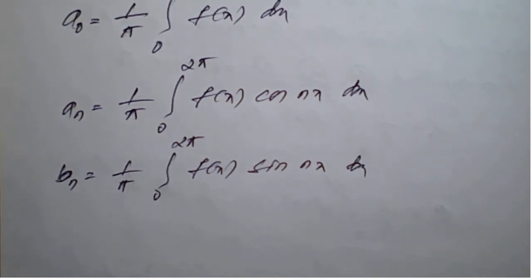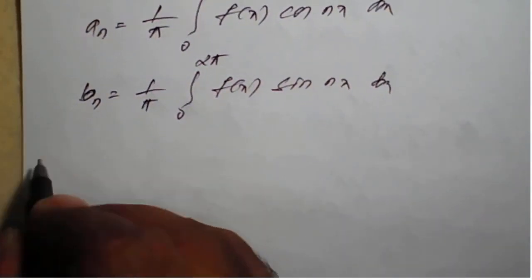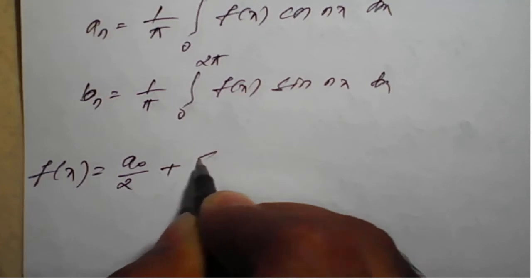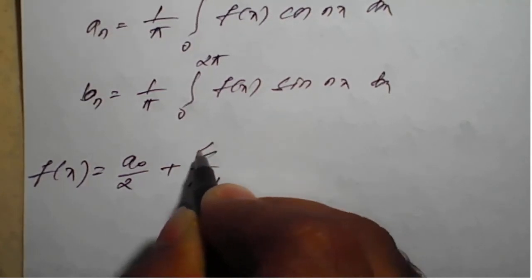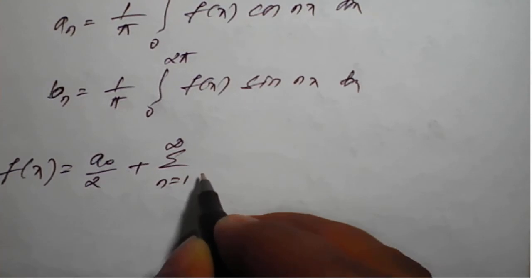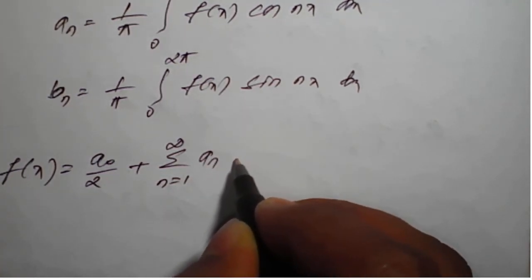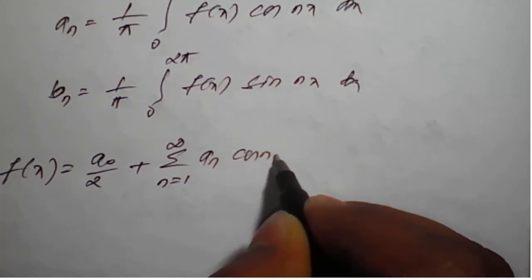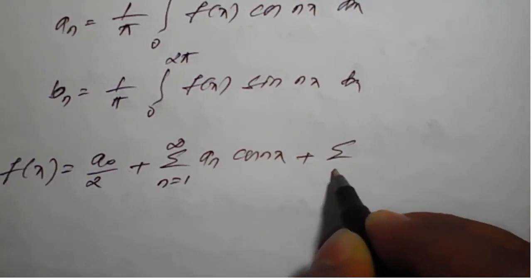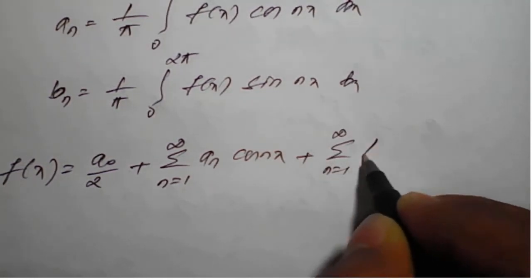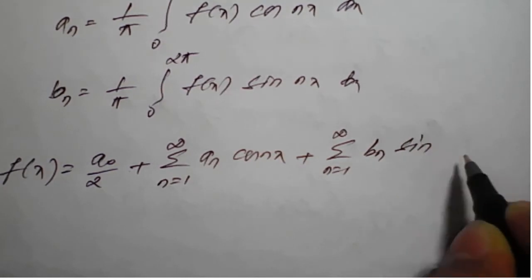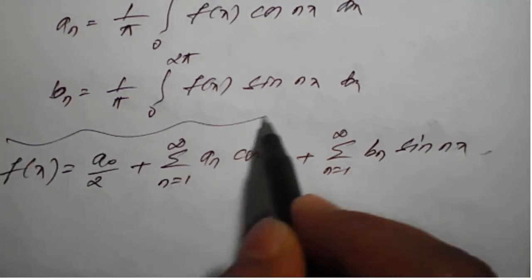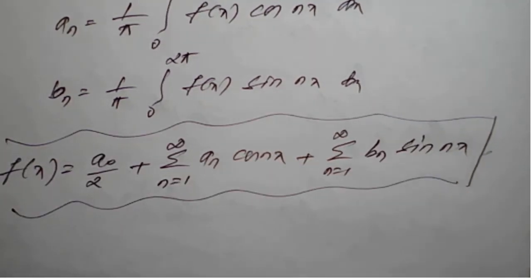We get these results. Based on this, f of x will become a naught by 2 plus summation n from 1 to infinity an into cos of n pi upon L. The L value is pi, so it will become cos of nx, plus summation n from 1 to infinity bn sine of n pi upon L. The L value is pi, so it also becomes nx. So this is the result when L is pi.